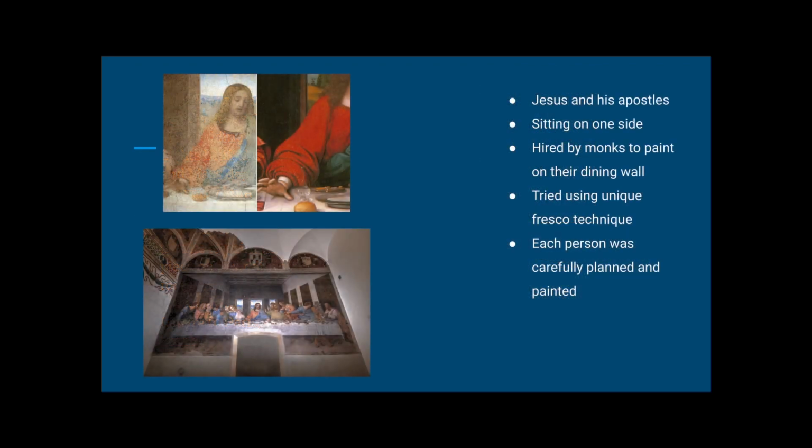The Last Supper is another biblical story, this time of Jesus Christ and his apostles having their last meal together. In the painting, there are Jesus and his apostles all sitting on one side of the table, leaving the other side empty, as if to make it seem as if the viewer were part of the moment. Da Vinci was hired by monks to create the piece on their dining room wall, to make it seem as if they were dining with Christ.